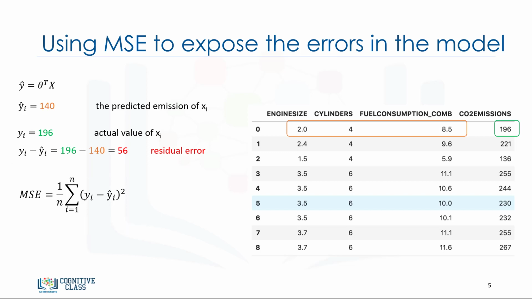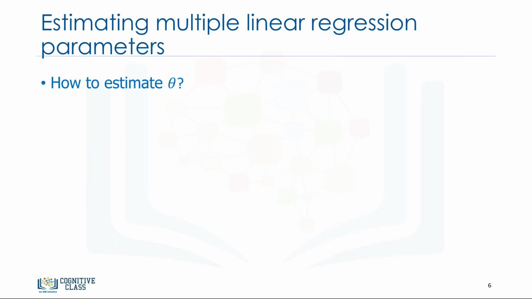The best model for our dataset is the one with minimum error for all prediction values. So, the objective of multiple linear regression is to minimize the MSE equation. To minimize it, we should find the best parameters theta. But how? How do we find the parameters or coefficients for multiple linear regression?